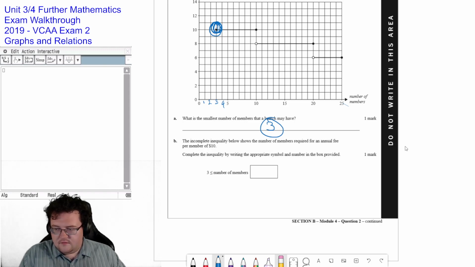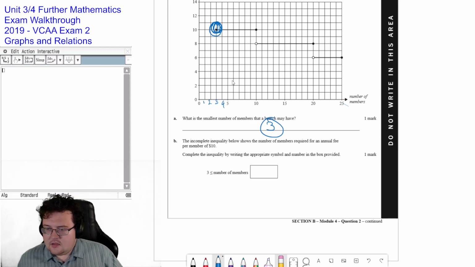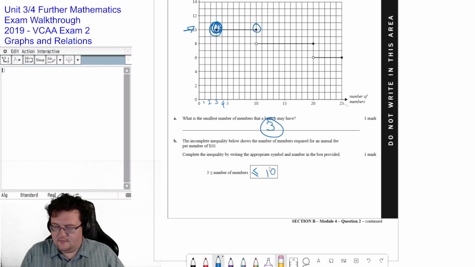A number of members required to meet a particular inequality. Complete the inequality by writing the appropriate symbol and the appropriate number. Well, this is the $10 one. So here's the $10 one. This is where we're looking. We're looking here. This bracket ends at this point here with a solid dot. So that means it's going to be equals to, and then what's it above? Well, it's above 10. Done.